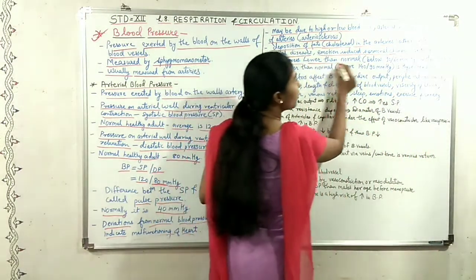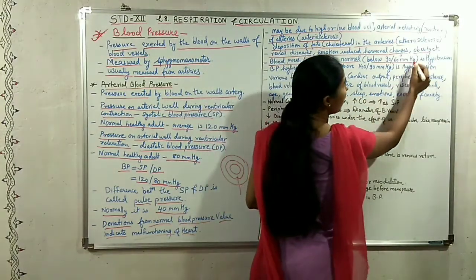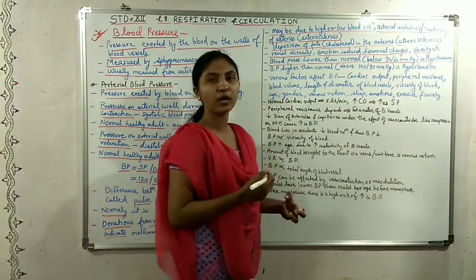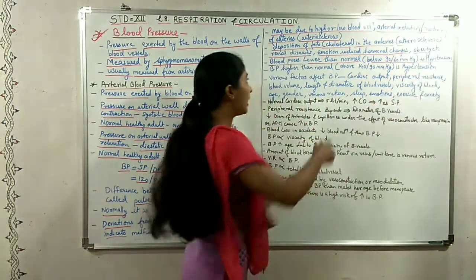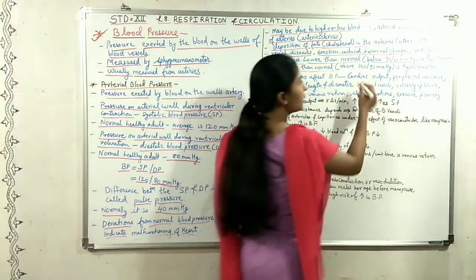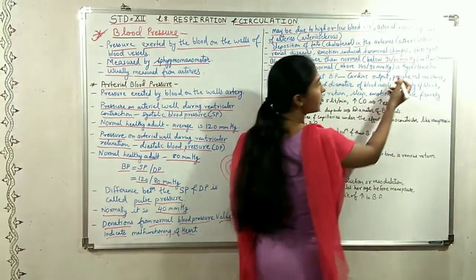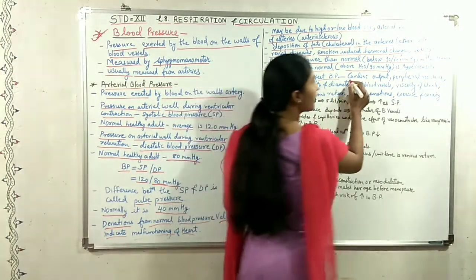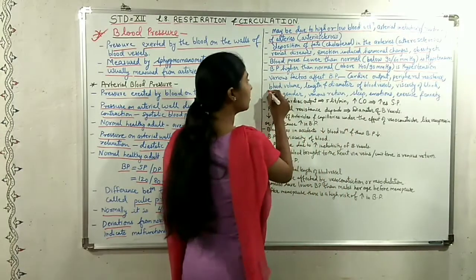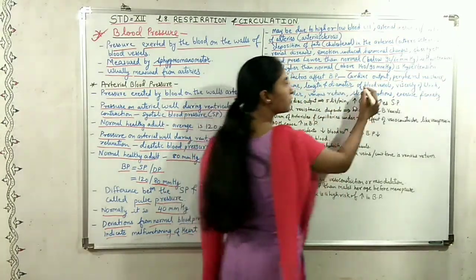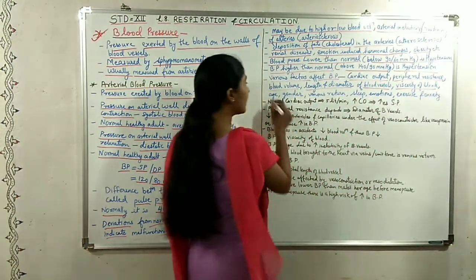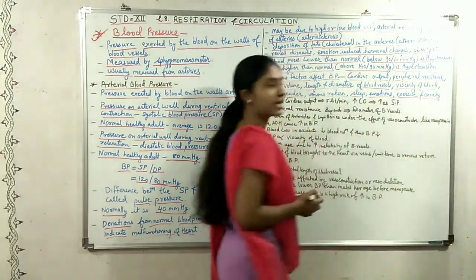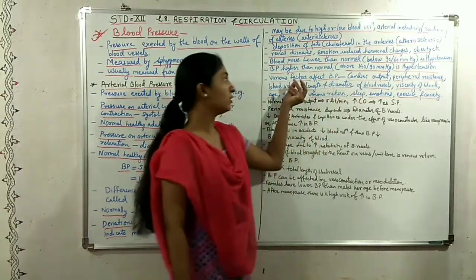The blood pressure lower than normal, that is below 90/60 millimeters of mercury, is called hypotension. When the blood pressure is higher than the normal value, that is 140/90 millimeters of mercury, it is called hypertension. Various factors affect the blood pressure: cardiac output, peripheral resistance, blood volume, length and diameter of the blood vessels, viscosity of the blood, age, gender, venous return, sleep, emotions, exercise and anxiety. So all these factors affect the blood pressure.